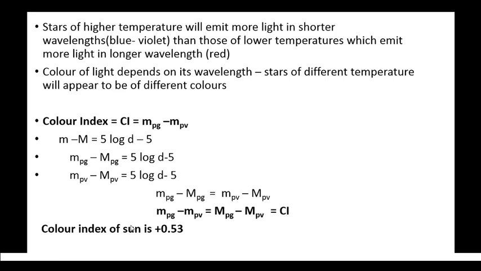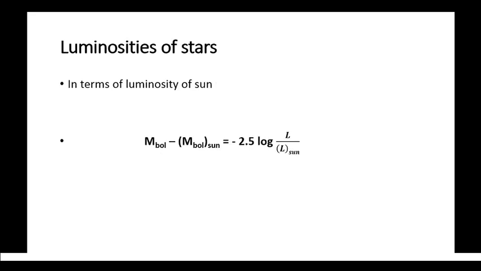We know that sun is a star, isn't it? So color index of sun is calculated as plus 0.53, and the color index of stars varies from minus 0.4, that corresponds to the blue color, to plus 2.0, that corresponds to red, and in the case of sun it is a positive value of 0.53.